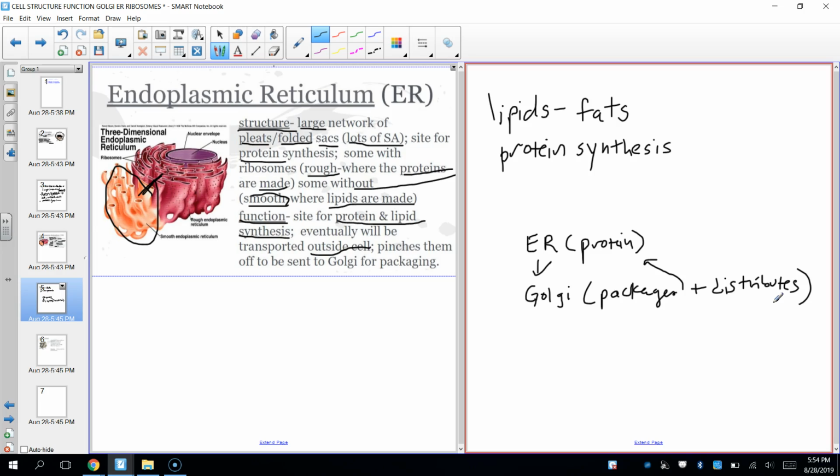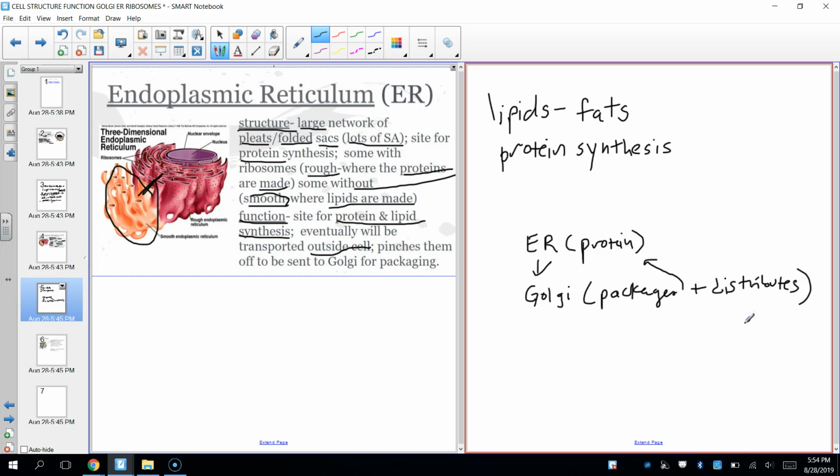Okay. So the ER. Remember, there's a rough and a smooth. The rough one makes protein. The smooth one makes lipids. The ER has lots of surface area. It has these stacked pleats and folds. So that increases the surface area.